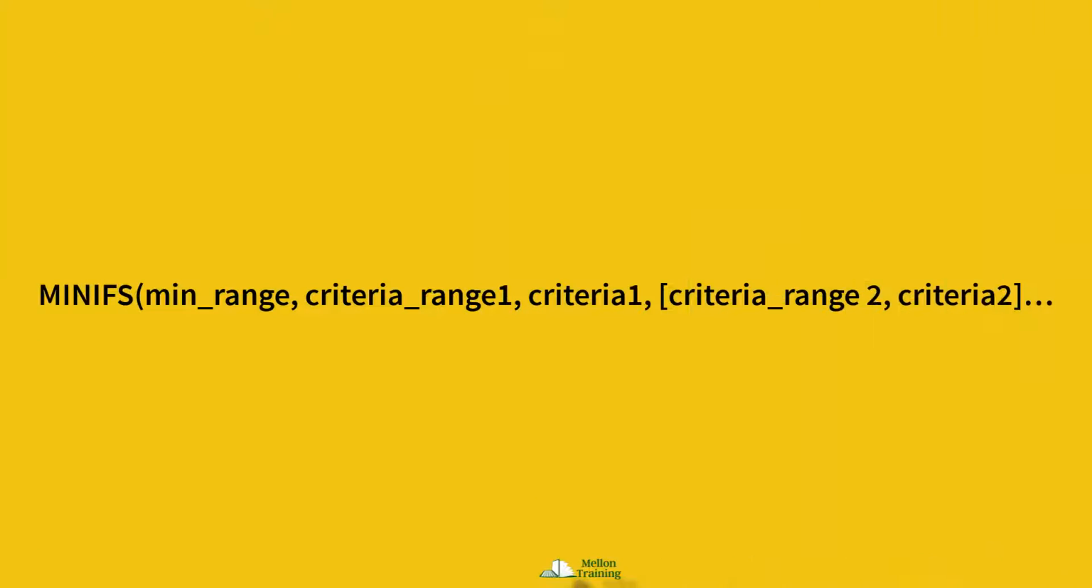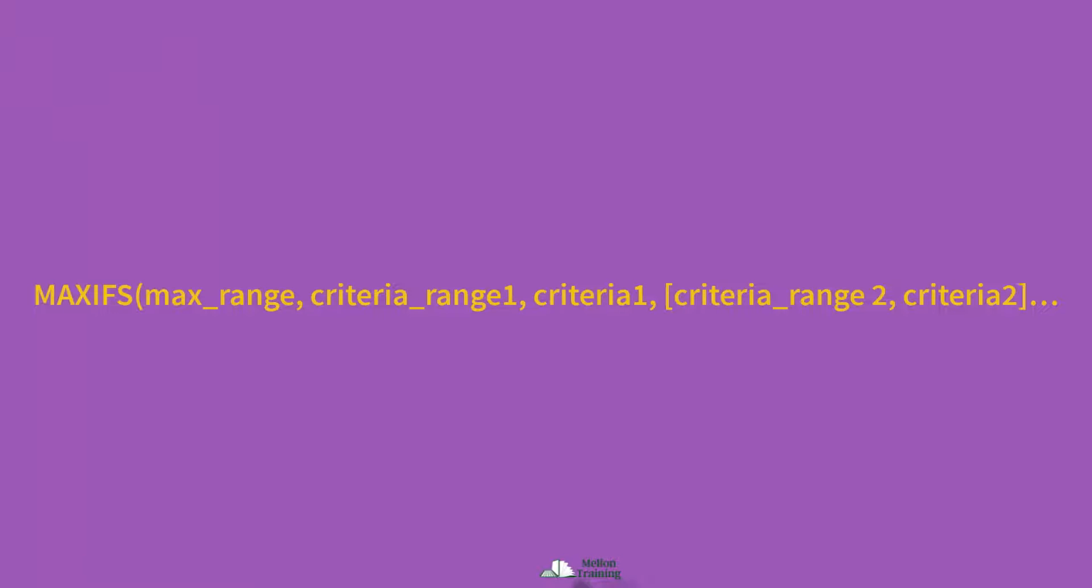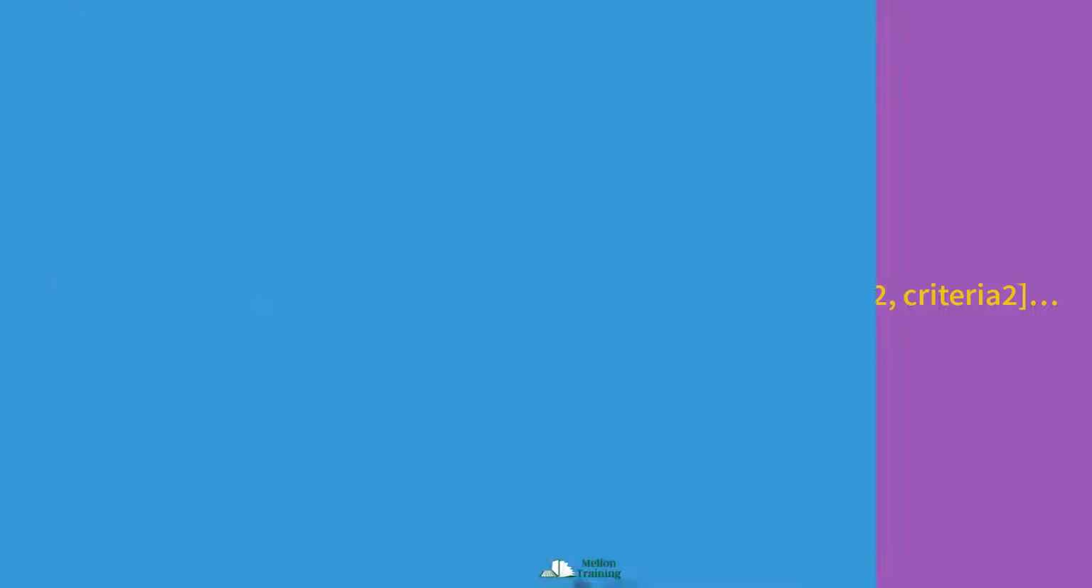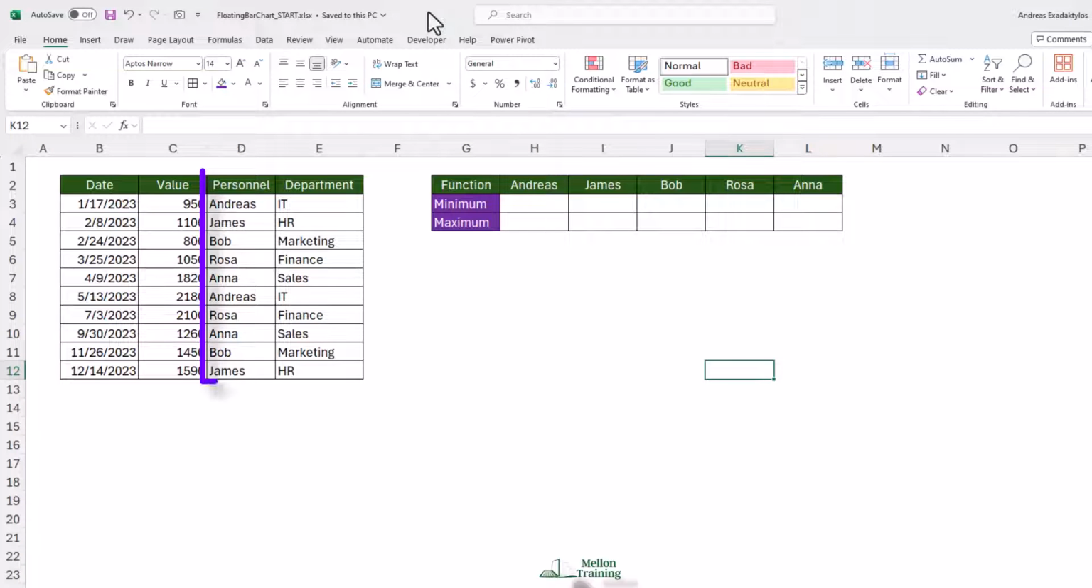These two functions use the following syntax, where min or max range identifies the values you're checking. Criteria range 1 is the conditional range. In our case, the criteria range is the personnel column. And criteria 1 is the condition. In our case, the condition is the person the values belong to.